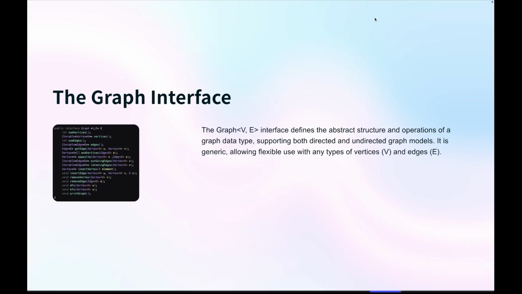Here we have the graph interface. The graph interface defines the entire structure, combining vertices, edges, and all core operations. It is also generic, so you can use this for other representations as well. In fact, you can use all these interfaces and classes, including the position class, for adjacency list graph as well.